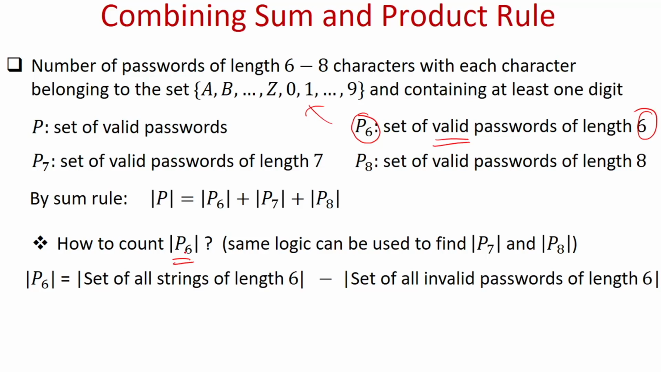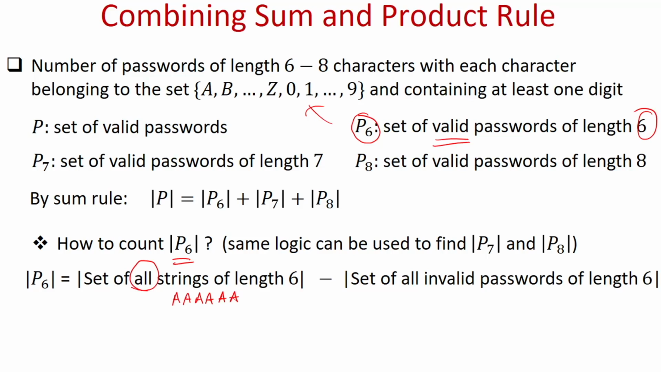The cardinality of the set P6 is nothing but the difference of the following two sets. You take the set of all strings of length 6. When I say all strings of length 6, that means they have 6 characters, but those 6 characters may or may not constitute a valid password. So for instance, I may have a string of the form A, A, A, A, A, A belonging to the set of all strings of length 6. But this is not a valid password because it does not have a digit, which is a requirement for a valid password. So the set of all strings of length 6 has both valid passwords of length 6 as well as invalid passwords of length 6.